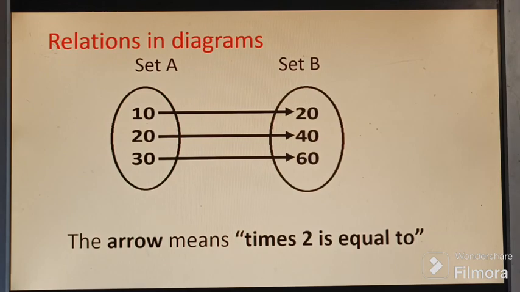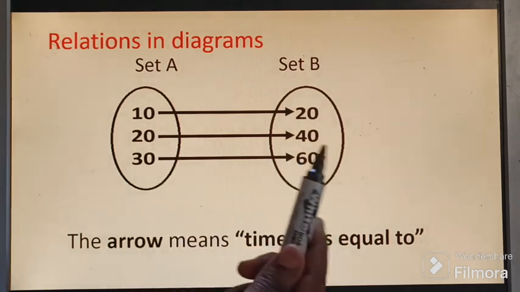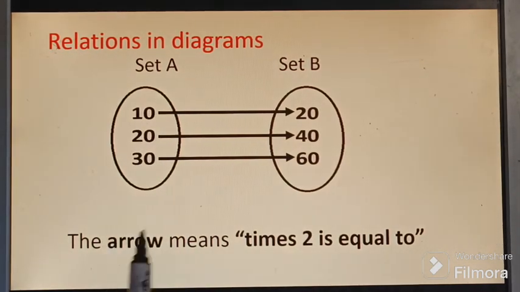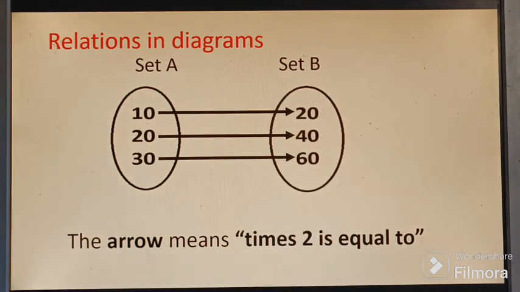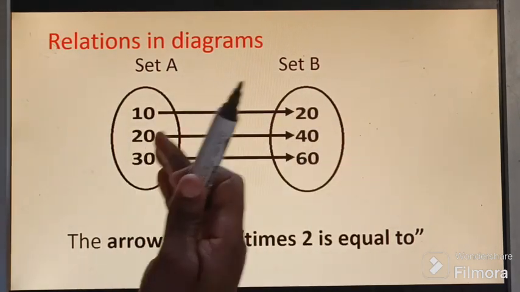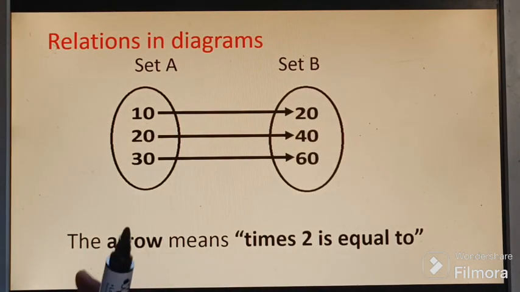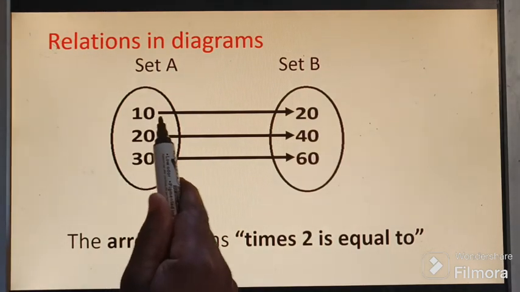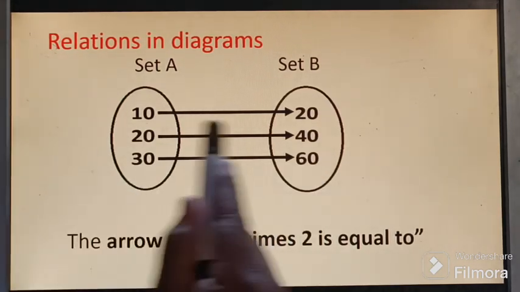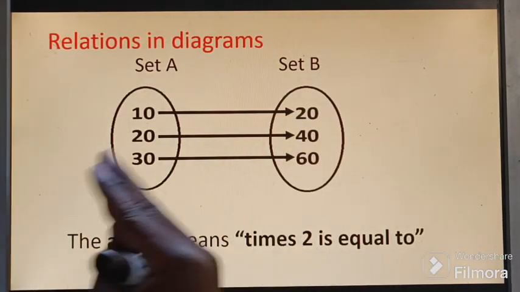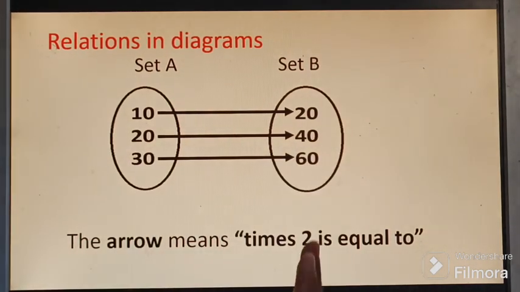Now, we're saying relations can also be represented in diagrams. For example, we discussed sets in our previous lesson. So, for example, we have a set A whose elements are 10, 20, and 30, and a set B whose elements are 20, 40, and 60. Now, we have these two different sets. We're trying to establish how set A and set B are related. Now, how are we showing the relation? How are we showing the connection between set A and set B?